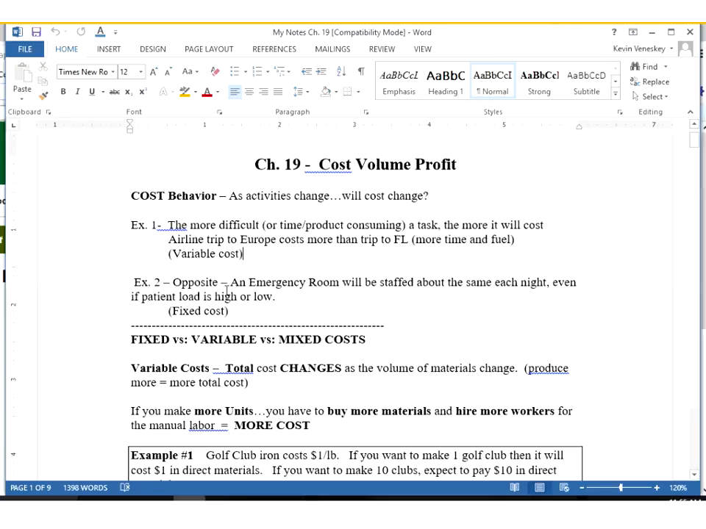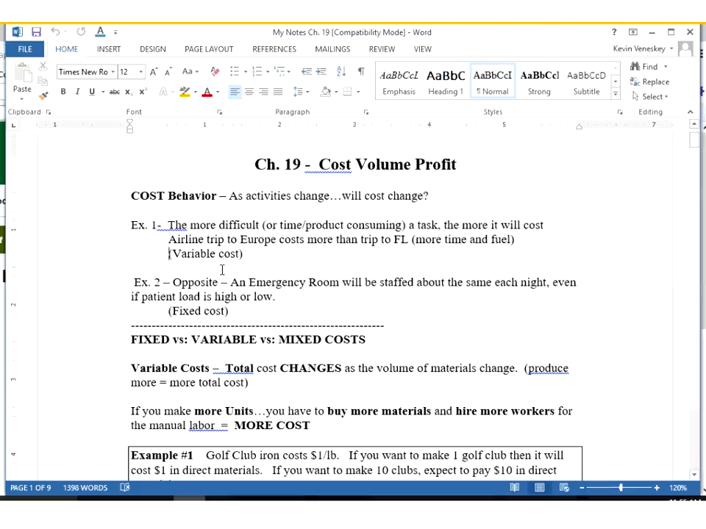But a case where volume doesn't necessarily mean there's a change would be an example of an emergency room. Usually you're going to have a set number of nurses and doctors and then other aides to help out on any given weeknight. And then they're going to be staffed like that, ready to go, regardless if they have 10 patients or 50 patients. So that's more of what's considered a fixed cost.